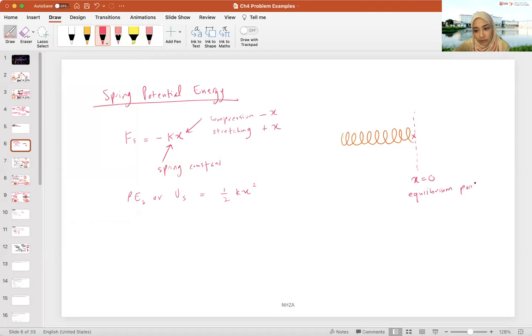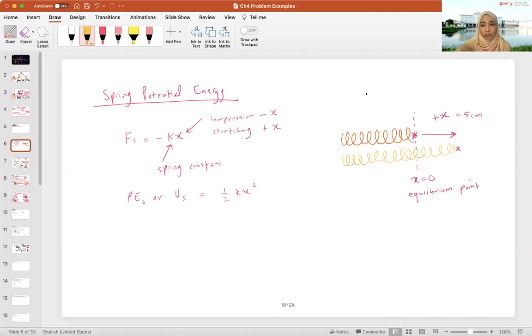Equilibrium point. Okay, so when I am stretching this spring, what I'm doing is I am shifting this end of the spring to some distance. I'm shifting it because now my x is over here. My end of the spring is at a different position and the position is to the right. I am defining to the right as positive x. When I'm stretching it, I have a displacement of a positive x. Let's say it is equal to 5 centimeter, for example.